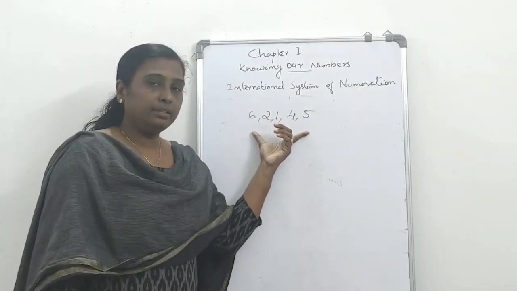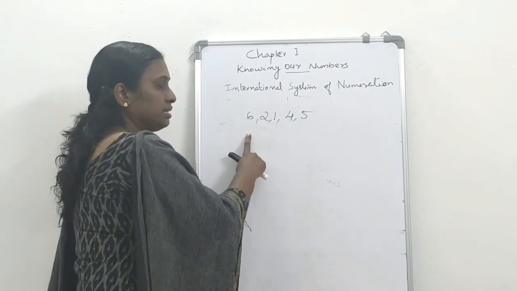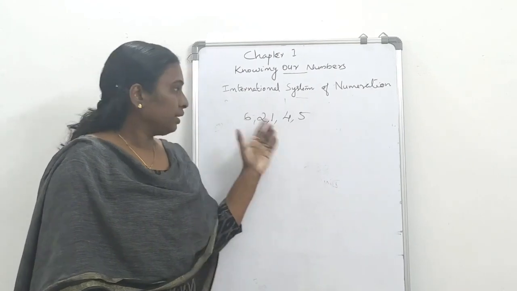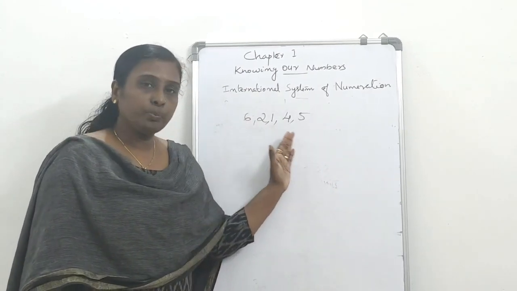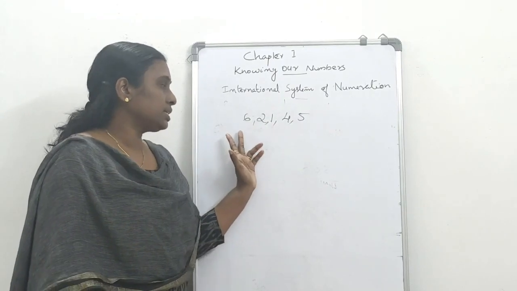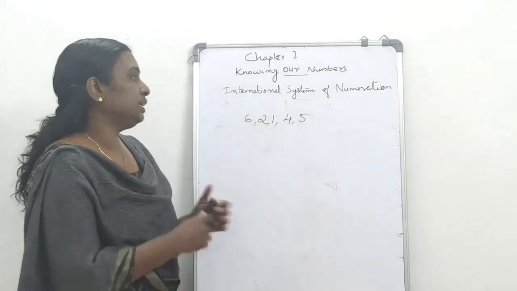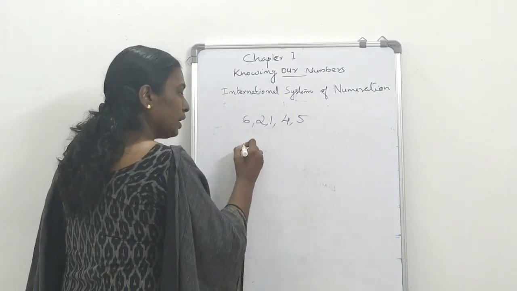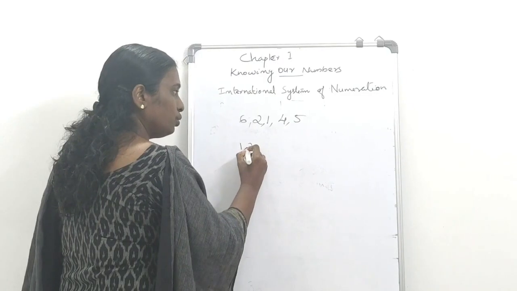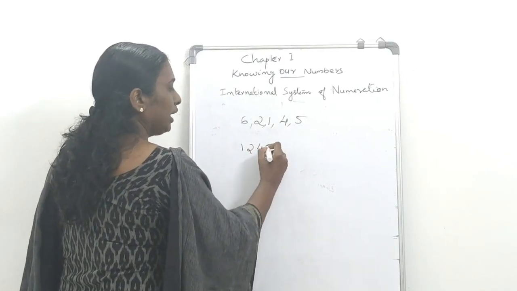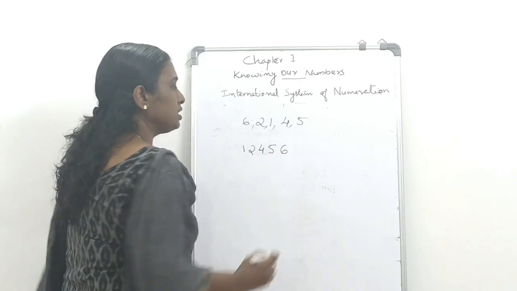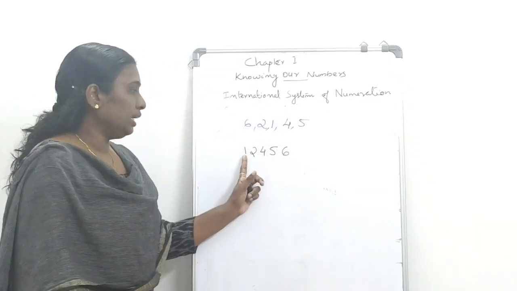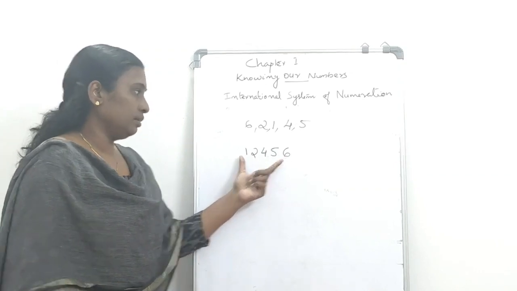We already studied the largest and the smallest number from the given digits. The smallest number is obtained by writing the digits in ascending order. Here the digits in ascending order: the smallest digit is 1, the second smallest is 2, the next is 4, next 5, the largest is 6. This is in ascending order. So the least number is this one.